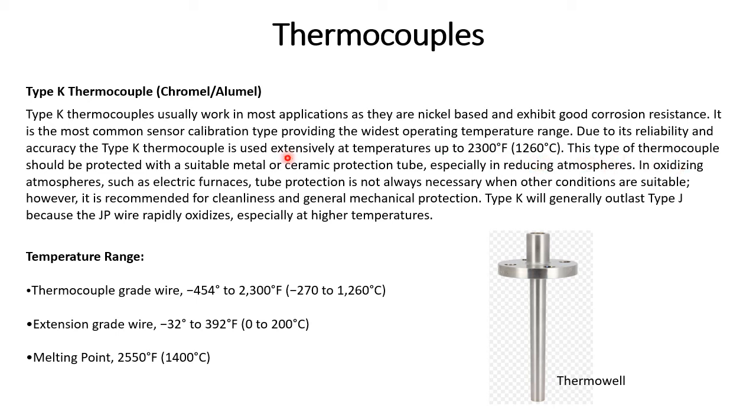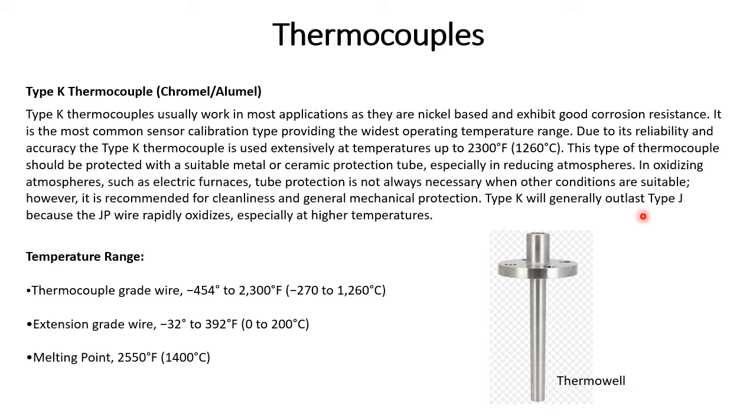However, the K-type thermocouple should be protected with a suitable metal or ceramic protection tube, especially in a reducing atmosphere. So typically on the body of the thermocouple you have one more well kind of system which is called a thermowell, which is used to protect the thermocouple from external adversities like oxidization or any corrosive material or fluid. In an oxidizing atmosphere such as an electric furnace, tube protection is not always necessary when other conditions are suitable. However, it is recommended for cleanliness and general mechanical protection. So you can see the image of a thermowell here.